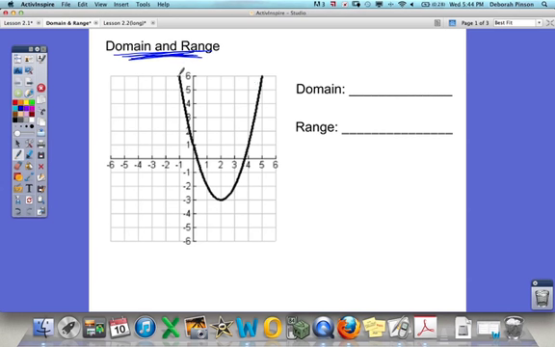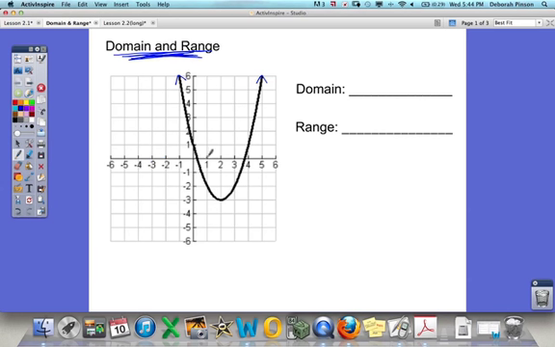Now on here, both ends of this parabola continue on in both directions. I just want to make sure you have that in your head. Now, here's what you want to do. When we're talking about the domain, and make sure you watch my pen, okay? When we're talking about the domain, what we're thinking about is the x values that we have. So we're thinking right here across the x-axis.